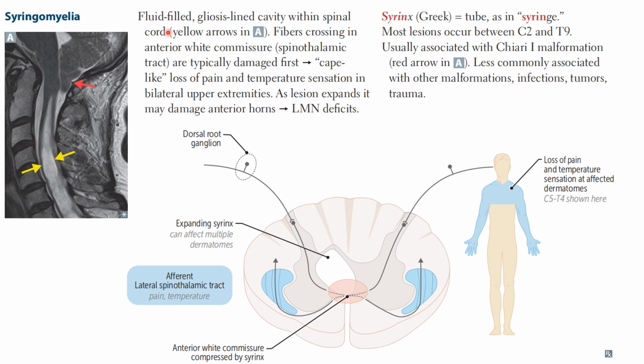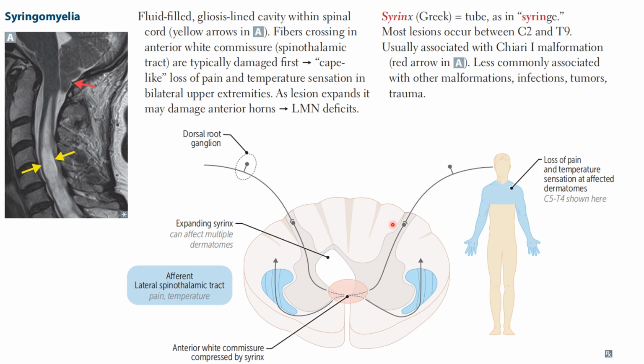So it's a fluid-filled and gliosis-lined cavity. Gliosis refers to the abnormal proliferation of glial cells, such as astrocytes, which happens when there's some scar formation due to an injury or anything. So those glial cells basically line the cavity within the spinal cord, and as they're showing it through the arrows, you can see here.